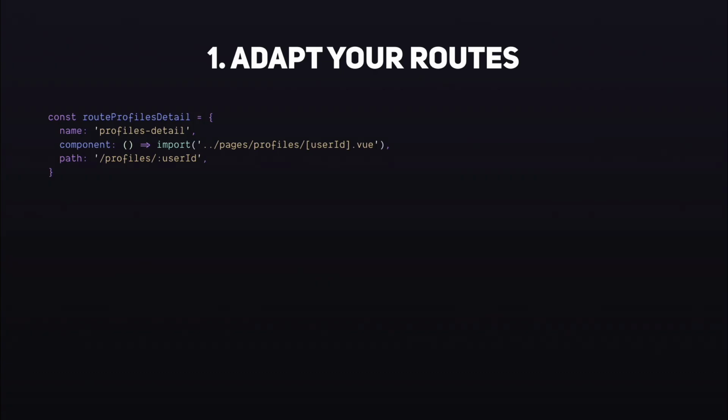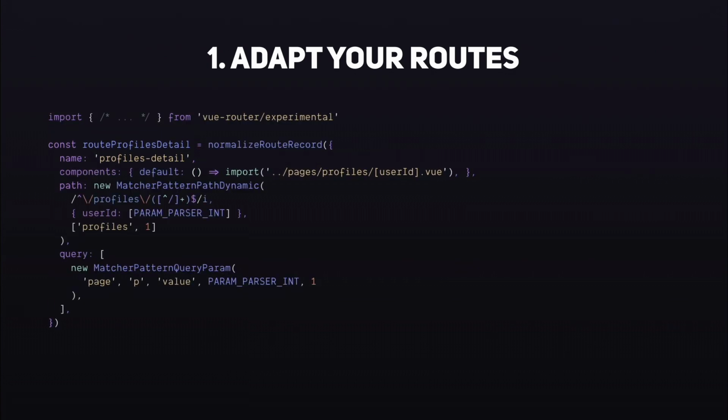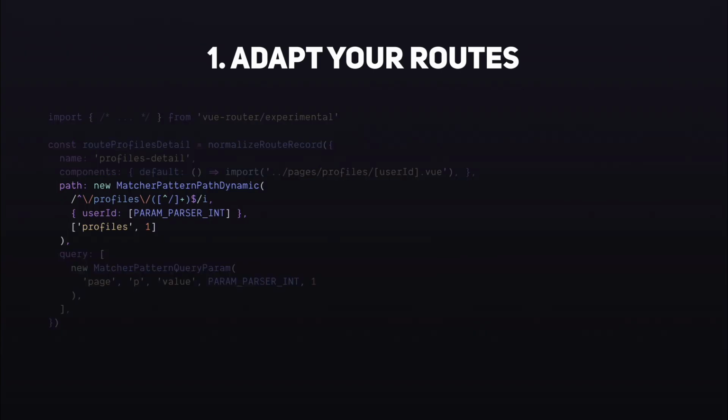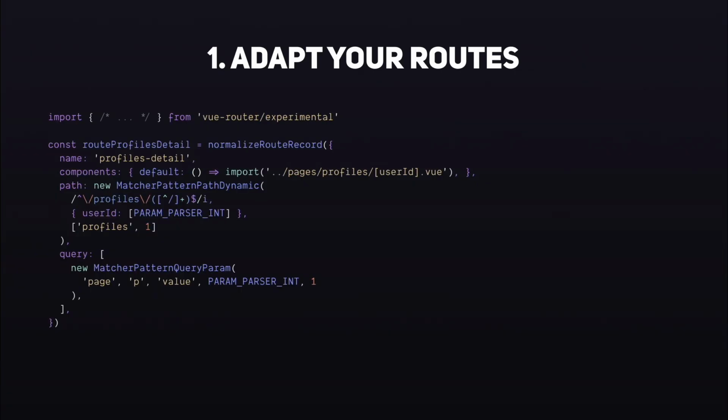Now, first, you need to adapt your routes. Normally, you have some object that defines a route with a name, maybe some component with a lazy import, and a path that is then parsed by the router. So we're going to change all of this into an object a little bit more complex, where the path becomes a specific thing that we call a matcher, and we do the same for the query. And I want you to give a few seconds to look at this code, okay?